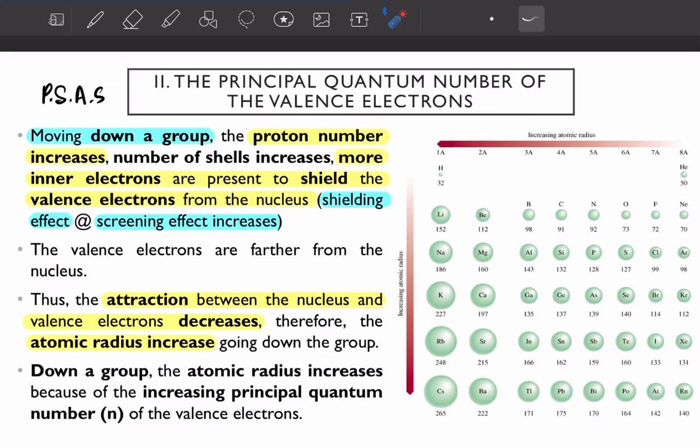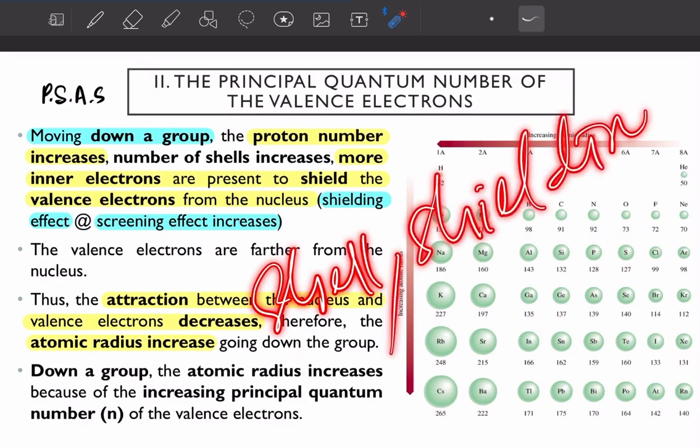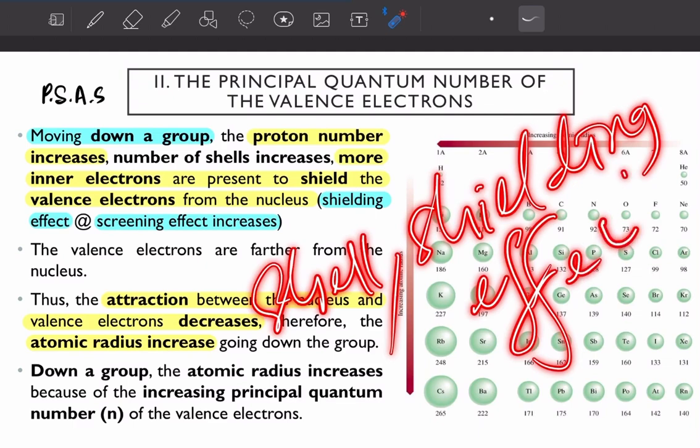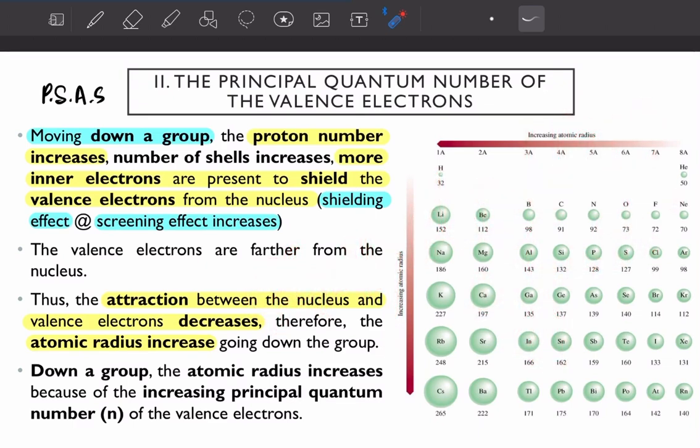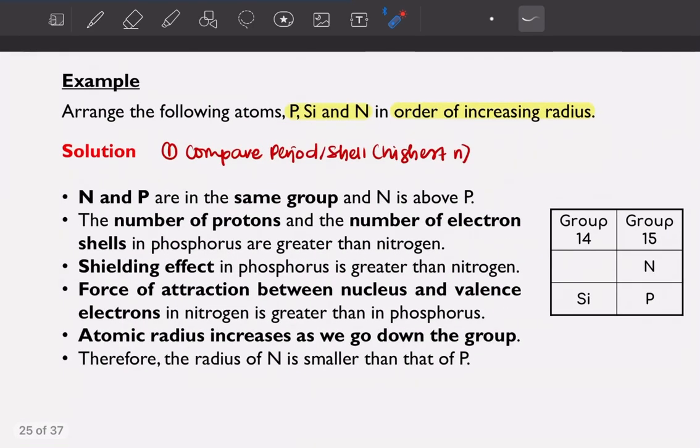So the key point here banding dengan tadi tu Z kan. Z kita cakap pasal effective nuclear charge. Here we talk about shell or shielding effect. So that is for going down the group. Alright. So yang ni I think you can read it by yourself and analyze the graph here yourself. So here we're going to look at this example.